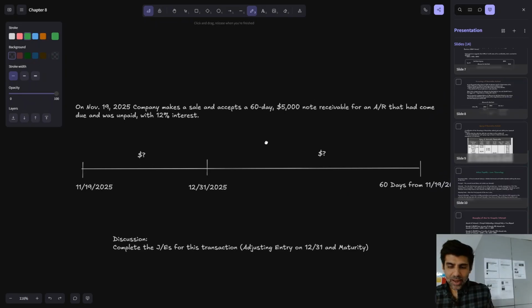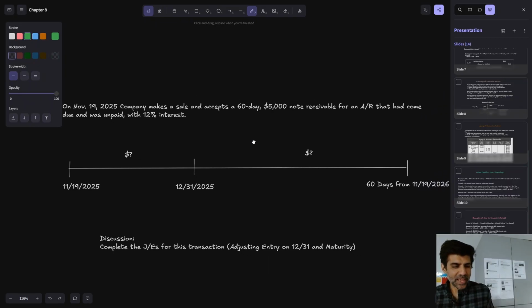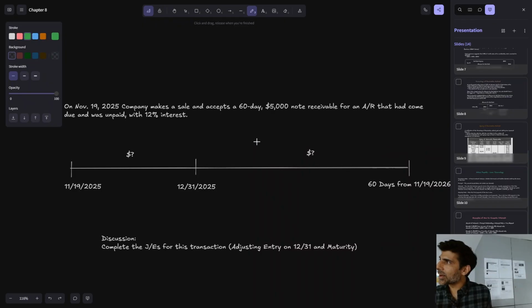So this is a little something I'm going to ask you to do. Now the day count stuff is a little weird, not typical. You have to use Excel for this. So on November 19th, so random day, this company makes a sale and accepts a 60-day note. It's a $5,000 note receivable. Just do the journal entry.